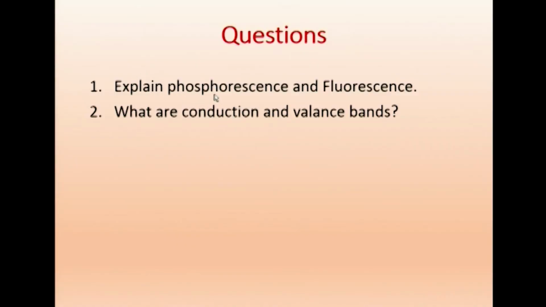Explain what is phosphorescence and fluorescence. We said about the time. This is a longer time and this is a shorter time. So what are conduction and valence bands? Once you understand the diagram, you will be able to explain. So the second question is, what are conduction and valence bands? Once you understand the diagram, you will be able to explain.